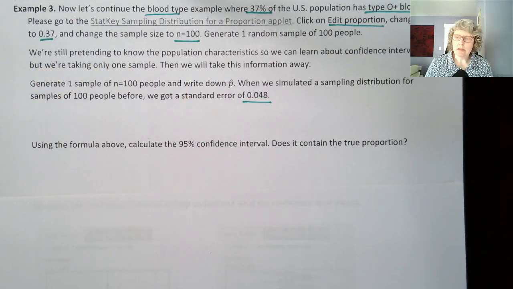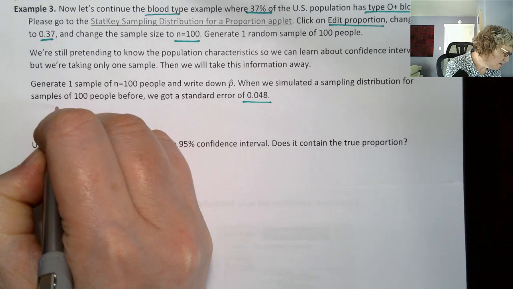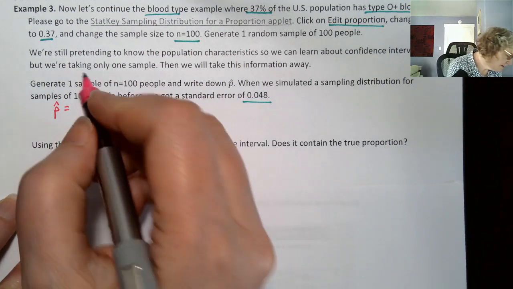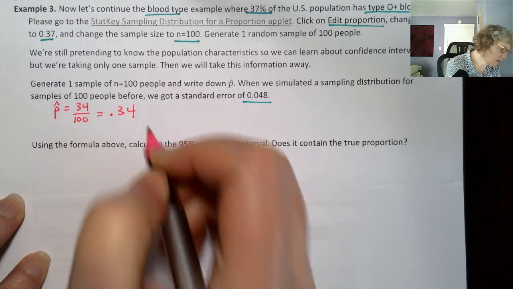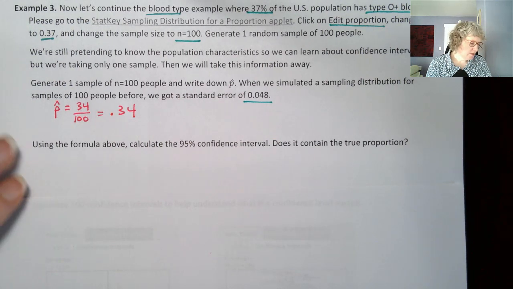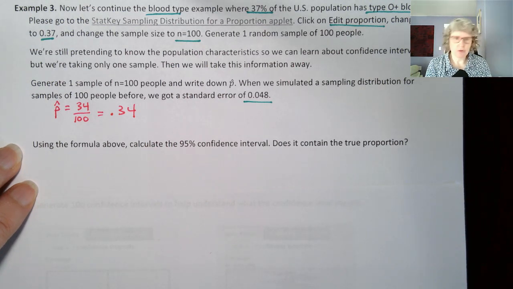It says generate one sample of n equals 100 people and write down p hat, okay? So our p hat equals 34 out of 100, or 0.34. Okay. And then, just like we did before, using the formula above in the notes a few pages ago, calculate the 95% confidence interval and does it contain the true proportion.